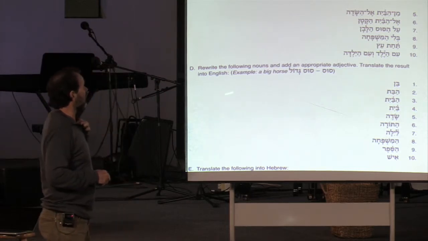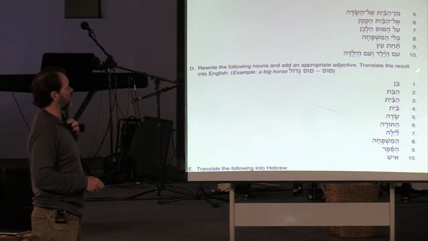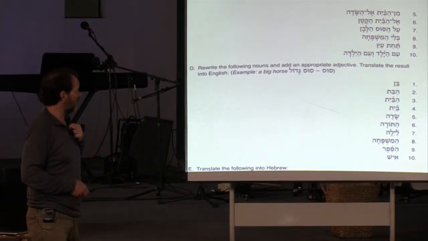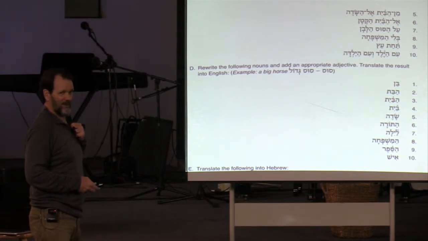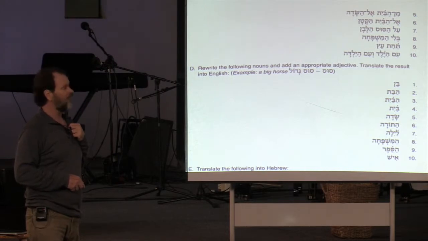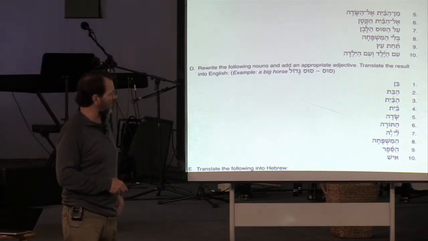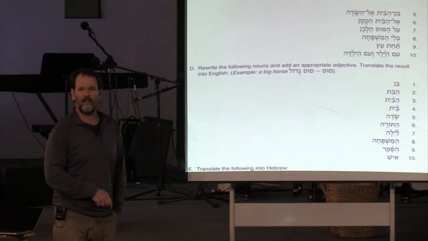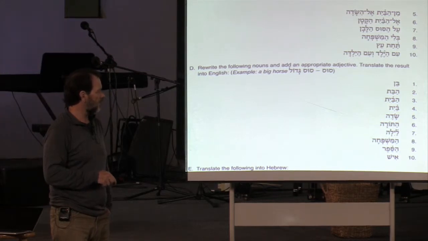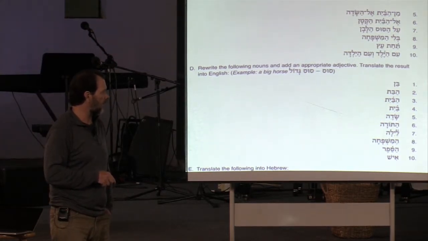Okay. Rewrite the following nouns and add an appropriate adjective. Translate the result into English. I only have a little bit of time, so I'm not going to do this. Anything works. You know, ben tov, which would be good boy. You could actually go down to there. Habat tov, good girl, the good girl. Habat hatov. You'd have to go habat hatov. And that's really what it's about. And you can take every one of the adjectives that you know, and you can walk down through there and then replace each adjective. So you could go habayit hatov, bayit tov, sadeh tov, hatorah hatov, laila tov, hamishpacha hatov.